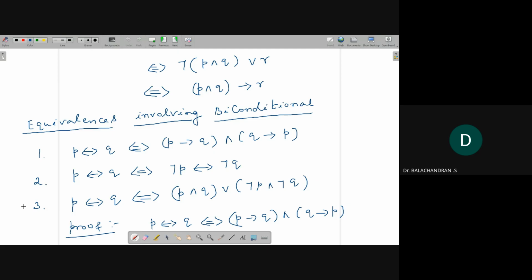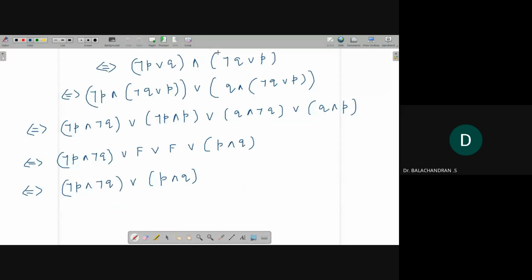So this result is an important one. You should remember this result to solve the problems. But I am giving a proof here. P biconditional Q is equivalent to, using the first one, P implies Q and Q implies P. P implies Q is what? Negation P or Q, and Q implies P is negation Q or P. I wrote here, and then I'll take this as A.